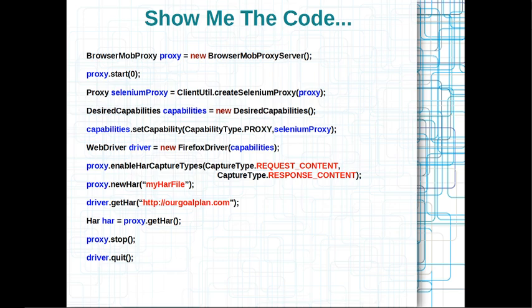In the first line of code, we are creating a BrowserMob proxy server. So we have created the proxy object there, and in the next line of code, we are using the dot start method and passing an integer value, that is 0, over here.